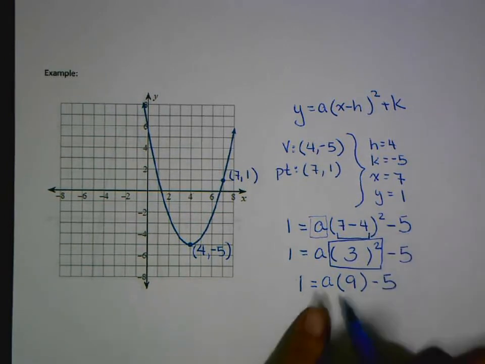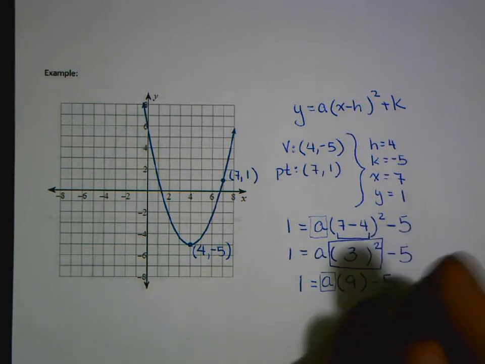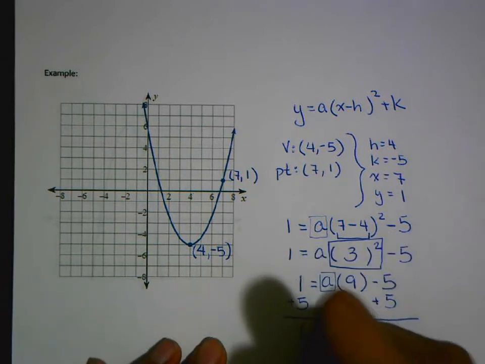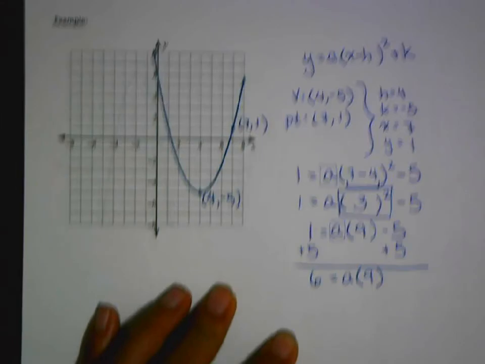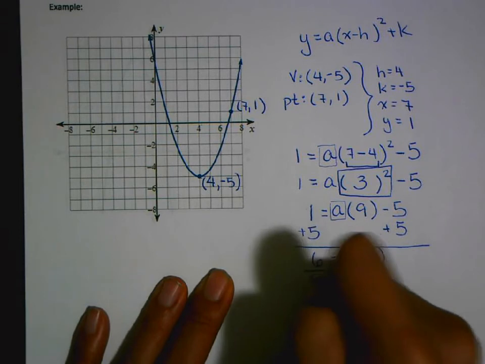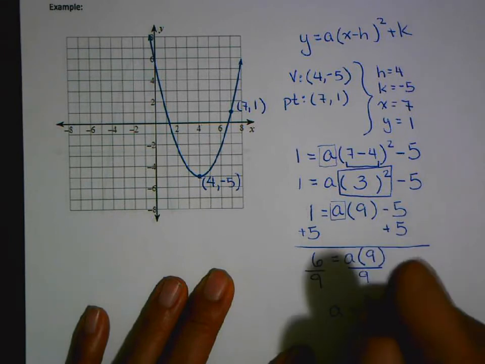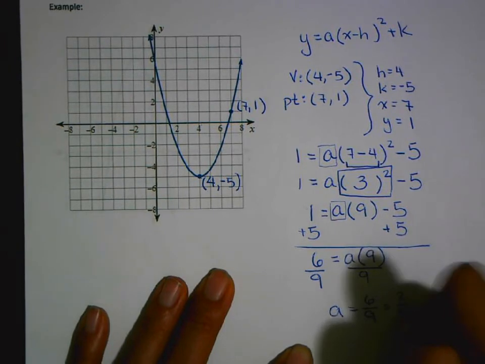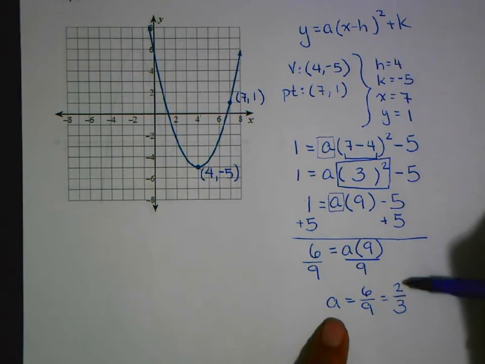I have to undo it to get a by itself. The first thing I undo would be minus 5, so I'm going to add 5 to both sides. That's going to give me 6 equals a times 9. And if I need to solve for a, I need to divide by 9 on both sides. So that's going to give me a equals 6 over 9. Simplifying that, a equals 2 over 3. Okay, so now I know what my a is. A is 2 over 3.